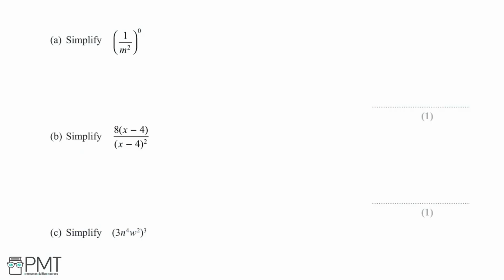We have been asked to simplify 1 over m squared to the power of 0 for 1 mark. Anything to the power of 0 equals 1. So this means our final answer is going to be 1. You get 1 mark for this part and 1 mark for the correct final answer.